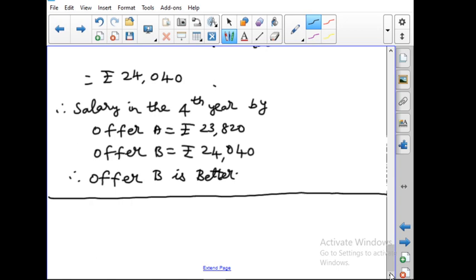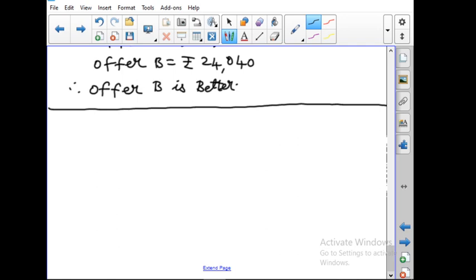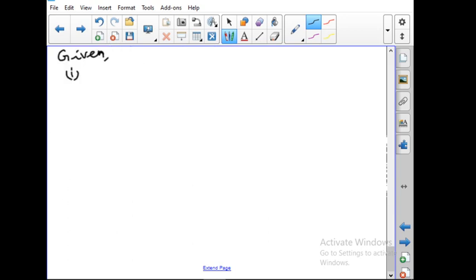So first, we have to use the first condition. What is the first condition? Given A, B, C are in AP. This is the first condition.